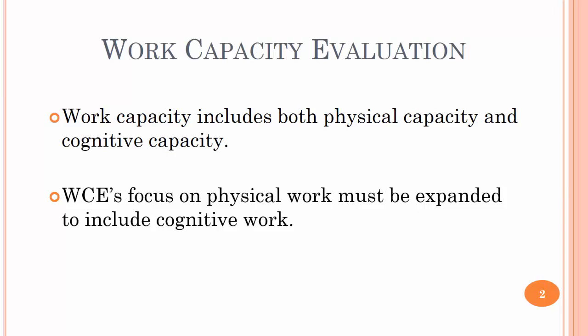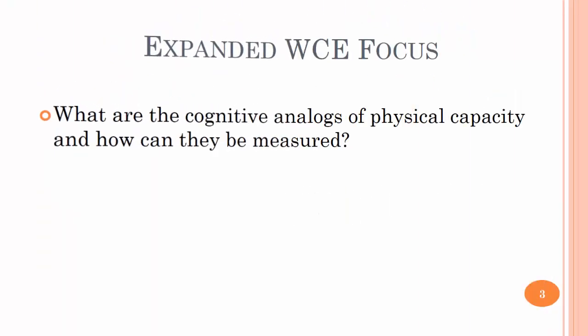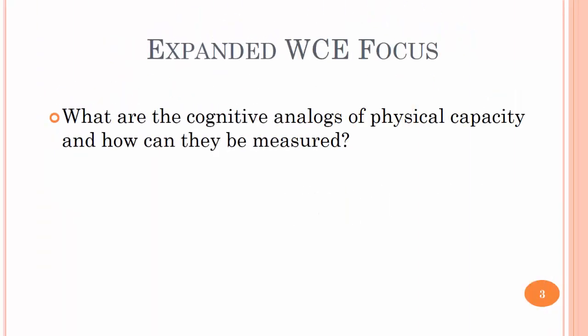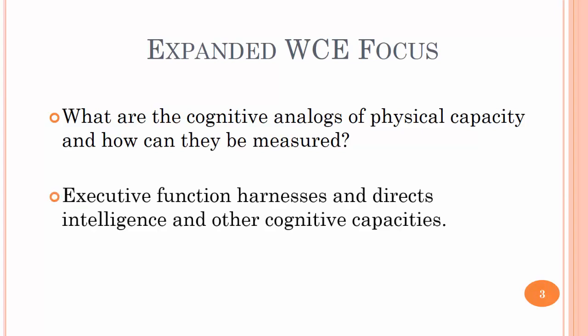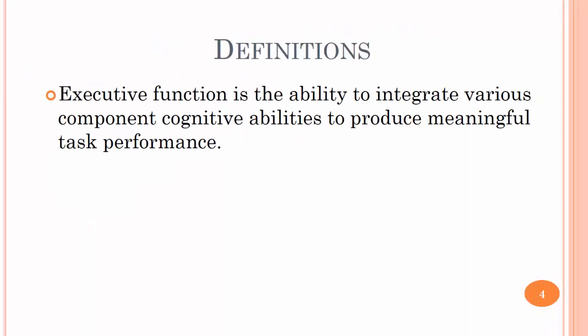And now we need to really get back to a broad look at work capacity evaluation that includes both physical and cognitive demands. As we expand our WCE focus, we need to ask a couple of questions. What are the cognitive analogs of physical capacity, and how can they be measured? The most important cognitive issue has to do with executive function. Executive function harnesses and directs intelligence and all of the other cognitive capacities. Executive function is the ability to integrate various component cognitive abilities to produce meaningful task performance.